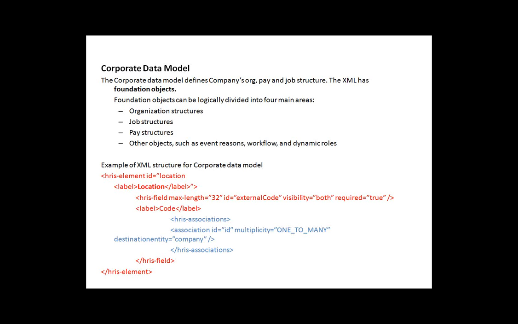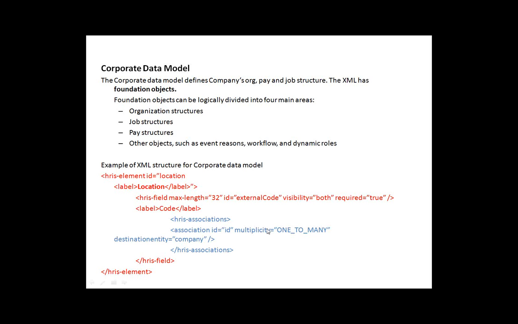There is something called association. This is the association part in the XML structure. You can define this only in the corporate data model. It's defining a relation between the foundation objects or between the generic objects. So you could define a one-to-one association or a one-to-many association. This is basically defining the org structure for your company.